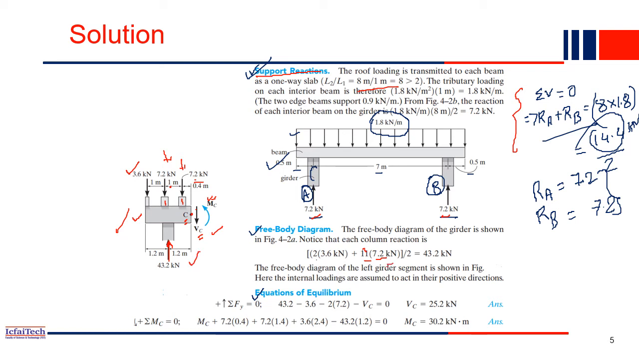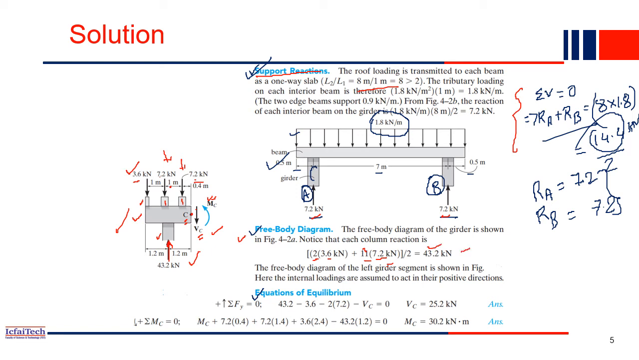And then at the corner you will have half of 7.2, which is 3.6. So the two sides we have 3.6 and 3.6. Total, half will again come to one support, and the other half to the next support. So each support will have 43.2 kilonewton.